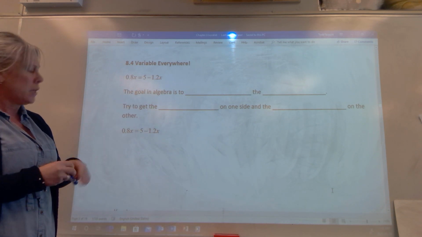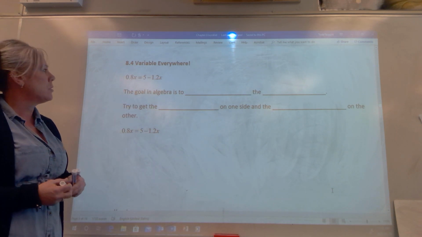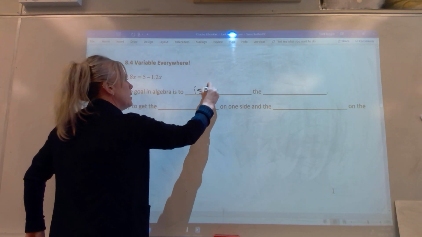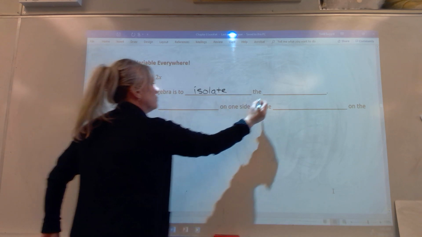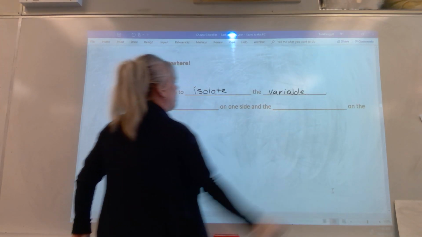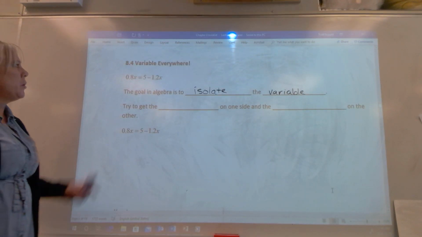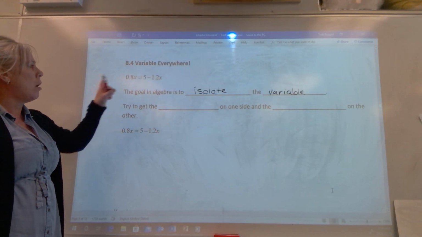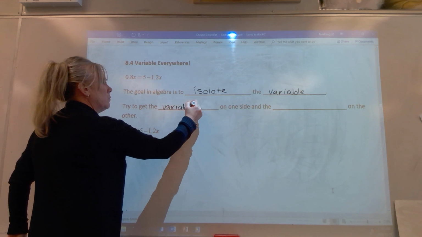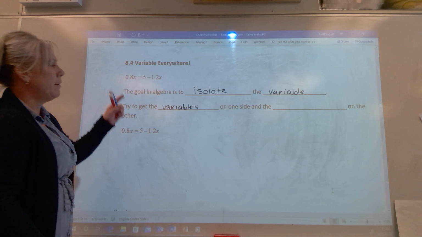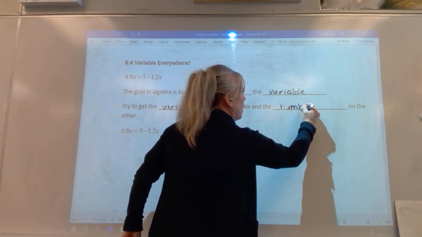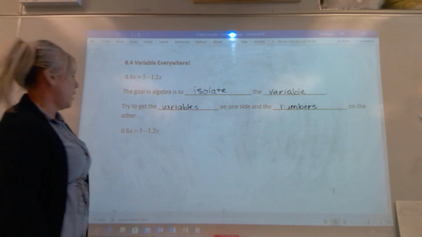So let's just fill in the blanks here. Obviously we've talked about this. The goal in algebra is to isolate the variable. Okay, so you can fill your blanks in. This is not a new concept. All right, so what you want to do here is you want to try to get the variables on one side and get the numbers, or constants, I'm going to call them numbers, on the other side.